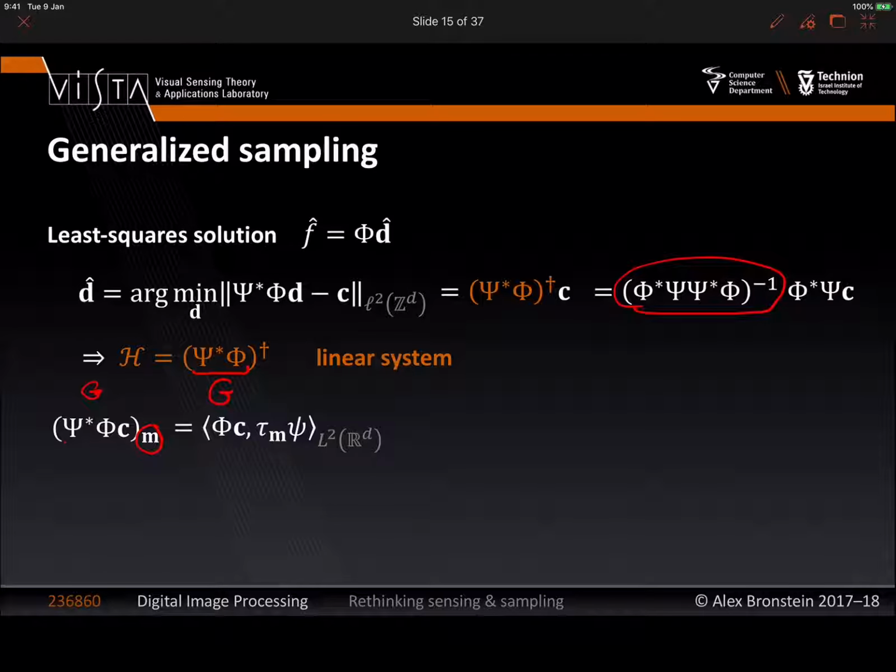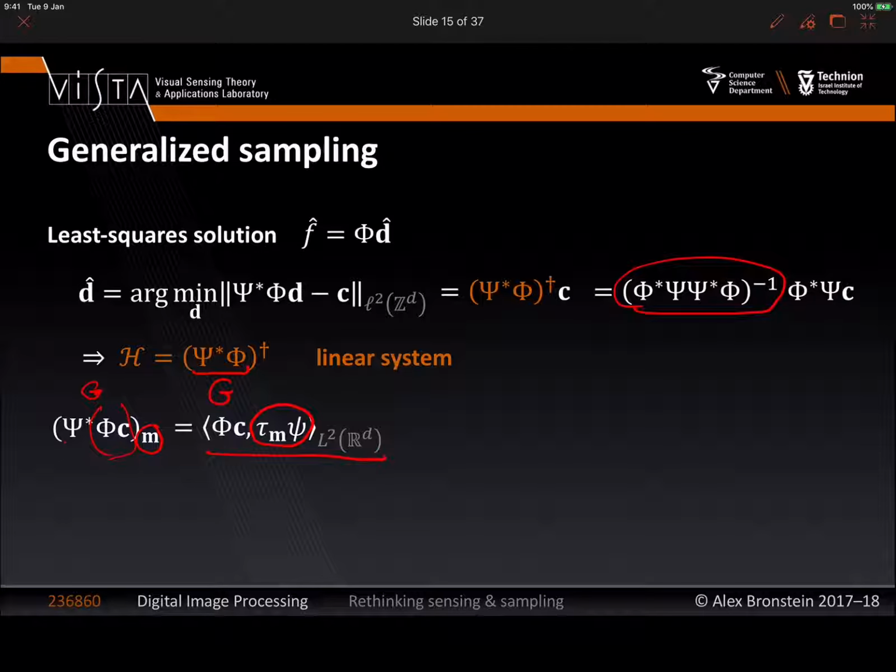I'm first applying phi, and then I'm applying psi, right? So let's first apply the outermost operator, the psi adjoint, right? So the psi adjoint does this, right? So I'm looking at the mth point. So a psi adjoint gives me a sequence, a discrete domain signal. So I'm looking at the mth coefficient, the mth element in that sequence that psi adjoint gives me, and it looks like the argument, which is this phi c, inner product with the translated psi, translated to point m.